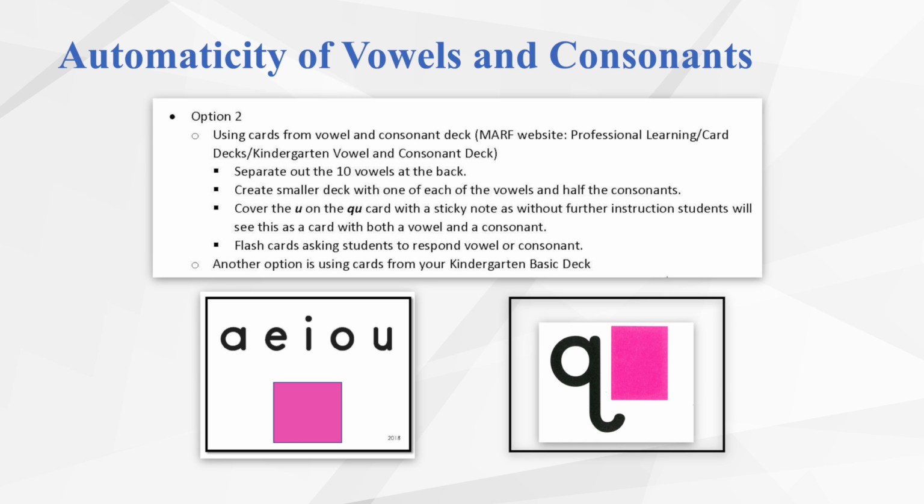After practicing what's a vowel and what's a consonant separately, we suggest that you pull some vowels and consonants from your basic deck to do a quick drill. Shuffle your vowel and consonant cards and have students say vowel or consonant when the appropriate letter is displayed. You only want to spend a few minutes on this activity. We suggest that you leave out the QU card or cover the U with a sticky note. To the uninitiated, this card looks like it contains a consonant plus a vowel, doesn't it? With that, you're now ready for your drill.